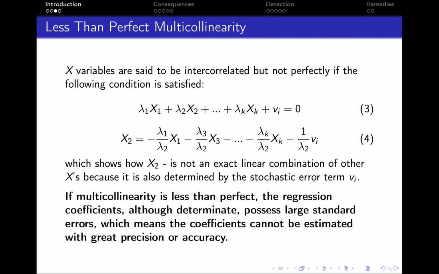So in this case, the regression coefficients can be estimated, they can be determined. However, they will still possess very large standard errors, which means that even though we can estimate the coefficients, they won't be that precise and accurate.